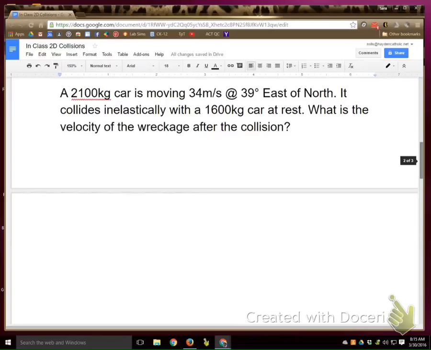Okay, so this is an inelastic. Go ahead and get this one written down. If you want to work on this by yourself, go for it. We're going to still work through it together as a class. So if you want to try and do it on your own, see if you can get it, that's fine, but we're going to do it together as a class as well.